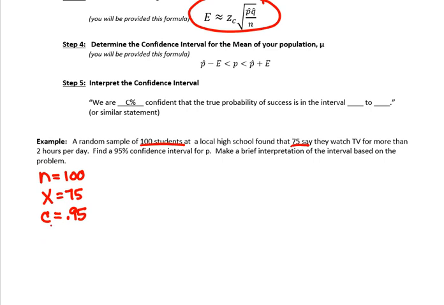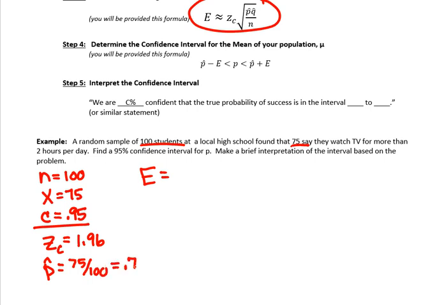Okay, so first off, my Z-score that I need for my error formula for 95% is 1.96. The other thing that I need for my error formula is P hat. P hat is the success rate, so we're talking about 75 out of 100. That's 0.75. And Q hat, that would be the rest of that. 1 minus 0.75 is 0.25.